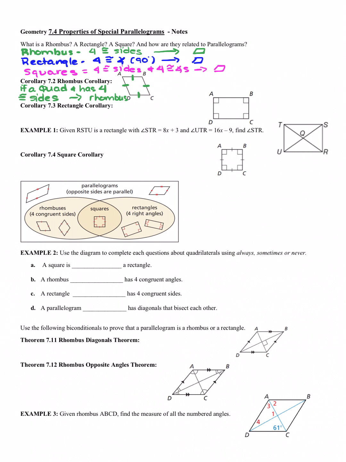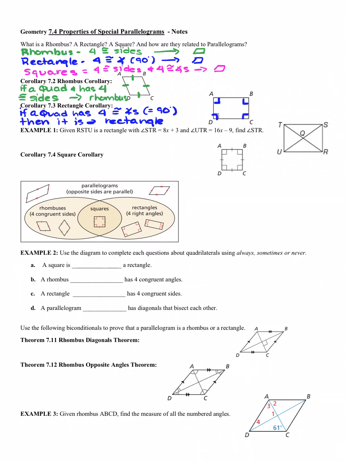So rectangles: if a quadrilateral has four congruent angles, which since they have to add up to 360 means they're all going to equal 90 degrees, then it's a rectangle. Rectangle. All right, so here is your rectangle.